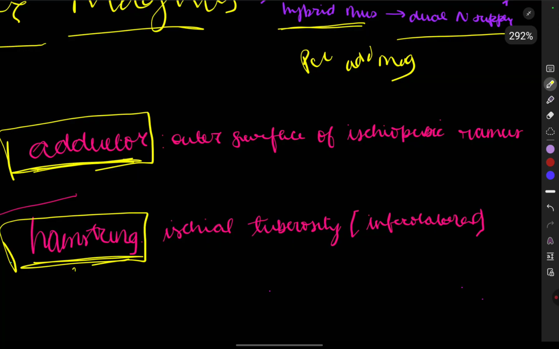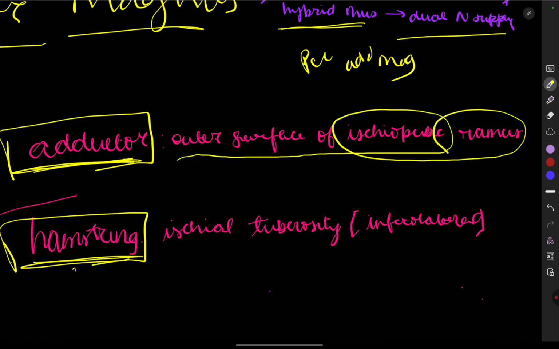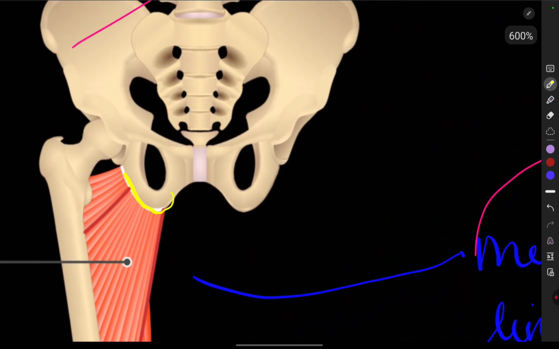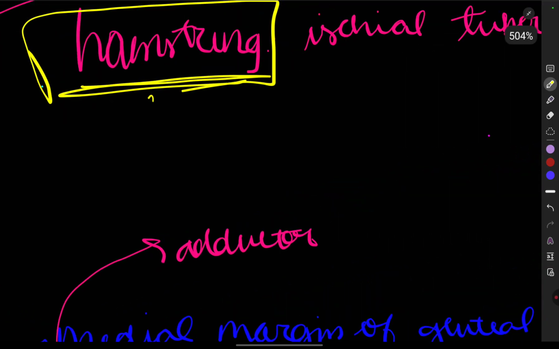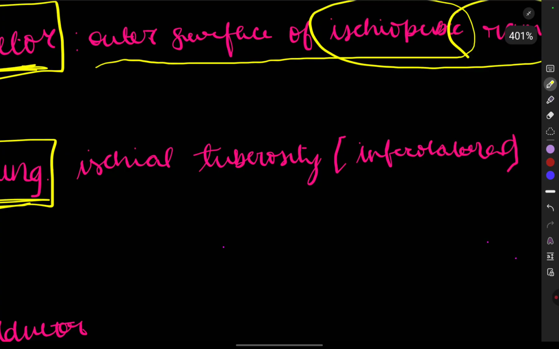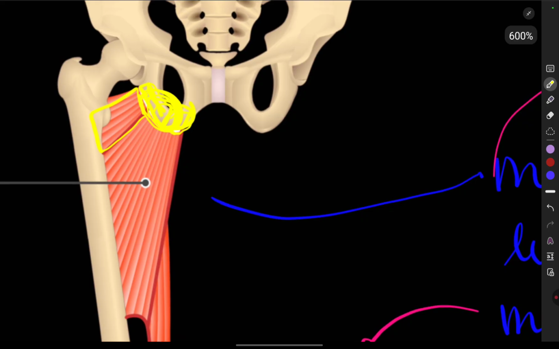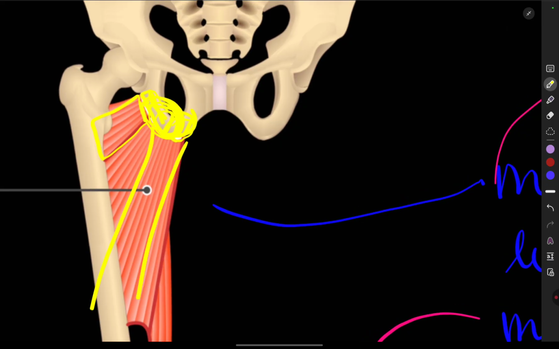The adductor part of the adductor magnus originates from the outer surface of the ischiopubic ramus. Ischiopubic ramus, as we have already seen, right? This is the pubic ramus and this is the ischial ramus. So the adductor part arises from the ischiopubic ramus, and the hamstring part from the inferior lateral ischial tuberosity. You have seen there was an ischial tuberosity, it arises from there, okay?